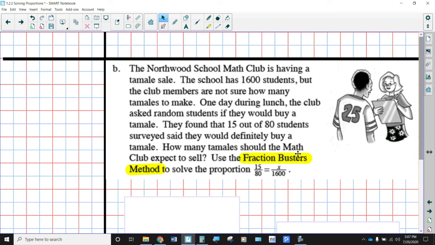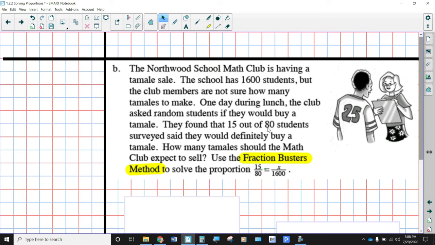Here's a different one. They want us to use fraction busters, which, remember, is the same as cross multiplication. Okay, so let's read through this situation. The Northwood School Math Club is having a tamale sale. The school has 1,600 students, but the club members are not sure how many tamales to make. One day during lunch, the club asked random students if they would buy a tamale. They found that 15 out of the 80 students that they surveyed said yes, they would like to buy a tamale.